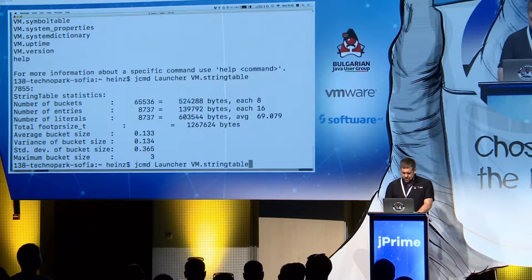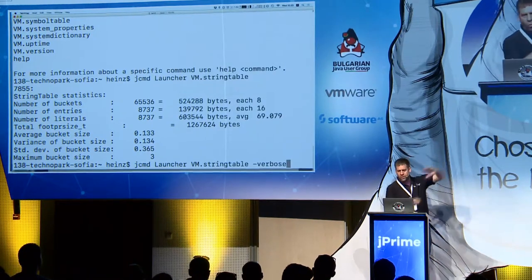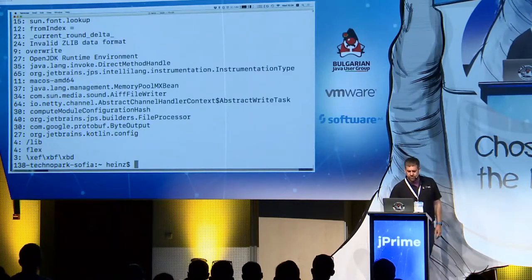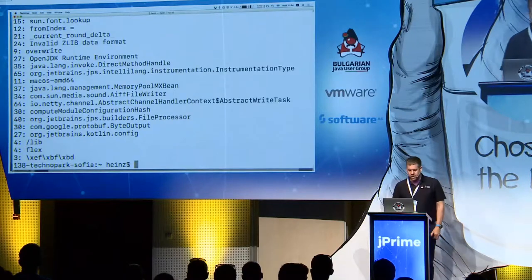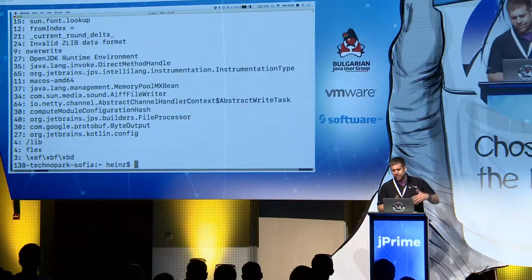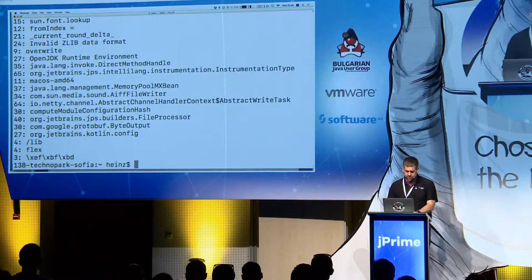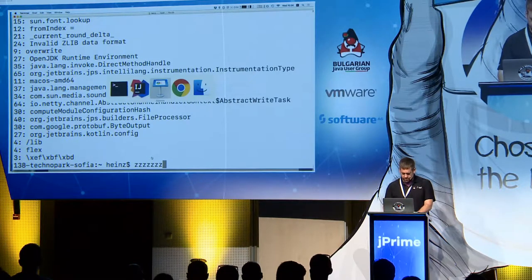Now, you can also say -verbose. And -verbose shows you what these 8,737 strings are. So there you go. That's all of them. You can see exactly what the strings are and how long they are as well. So from that, if you want to debug why you have so many interns, you can find it this way. Oh, don't fall asleep here.